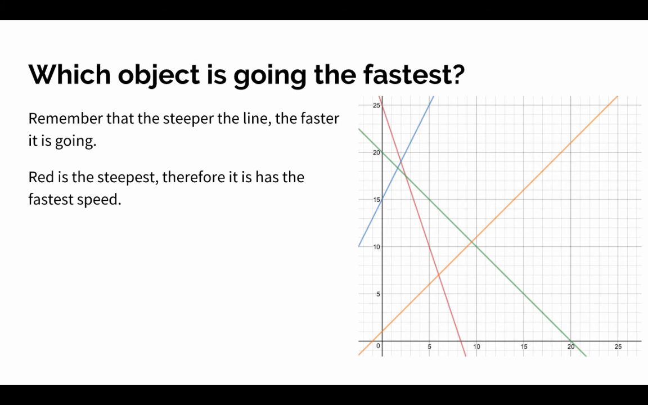So then which object is going the fastest? Remember that the steeper the line, the faster it is going. Red is the steepest, therefore it has the fastest speed.